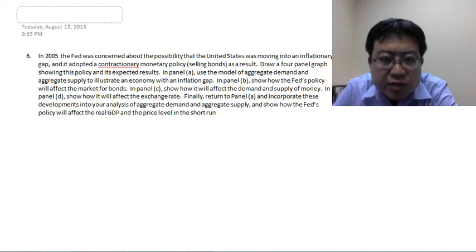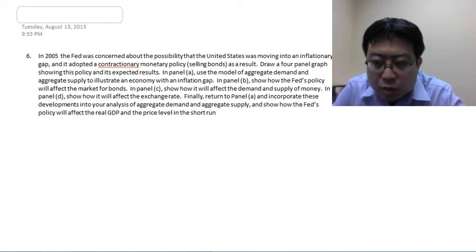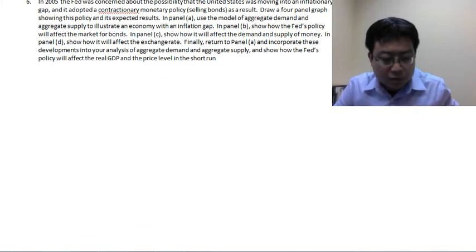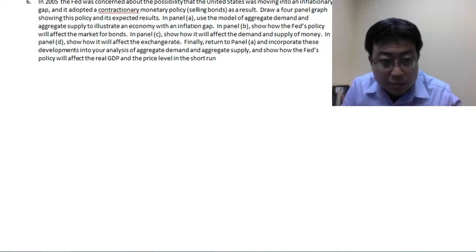First, we're gonna start with our inflationary gap. An inflationary gap basically means we produce too much, we're producing beyond our long-run potential. So I'm gonna start with our aggregate demand and aggregate supply curve. Let's draw this right now. Our aggregate demand.